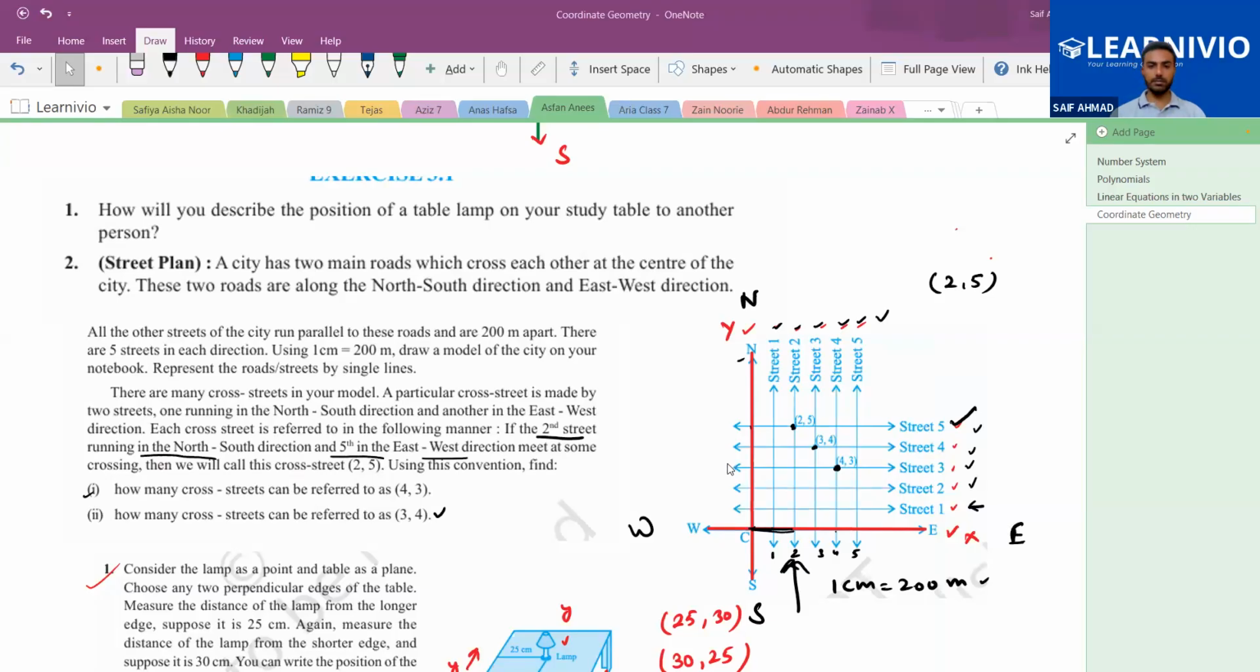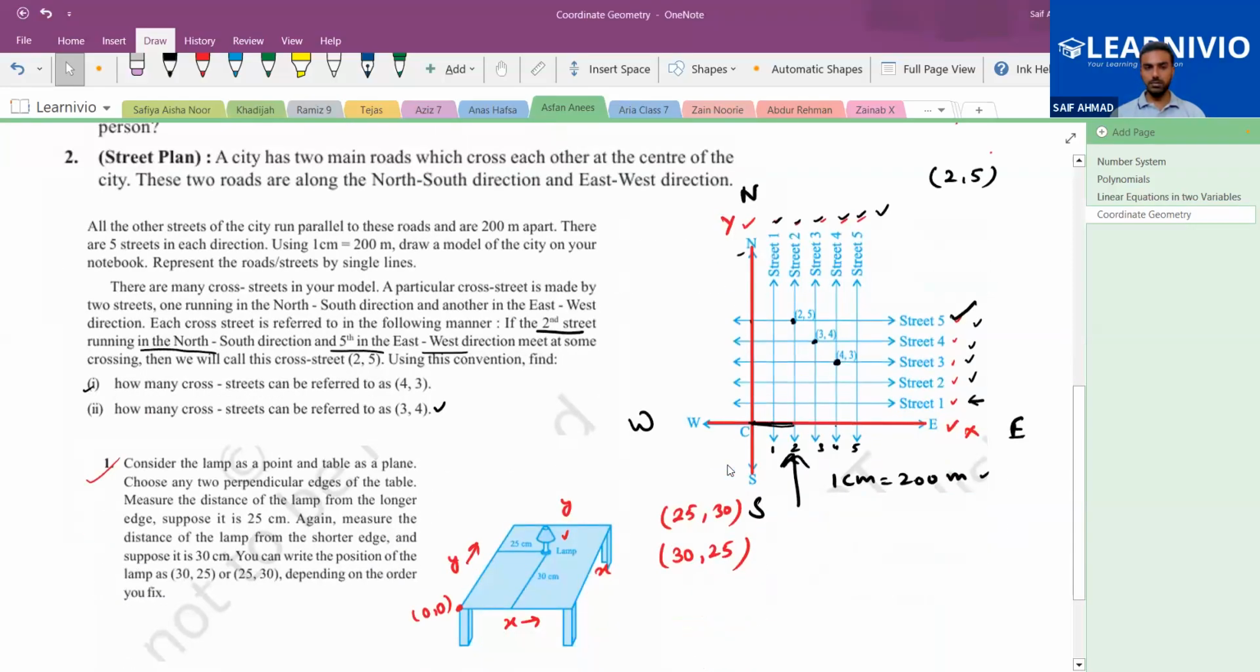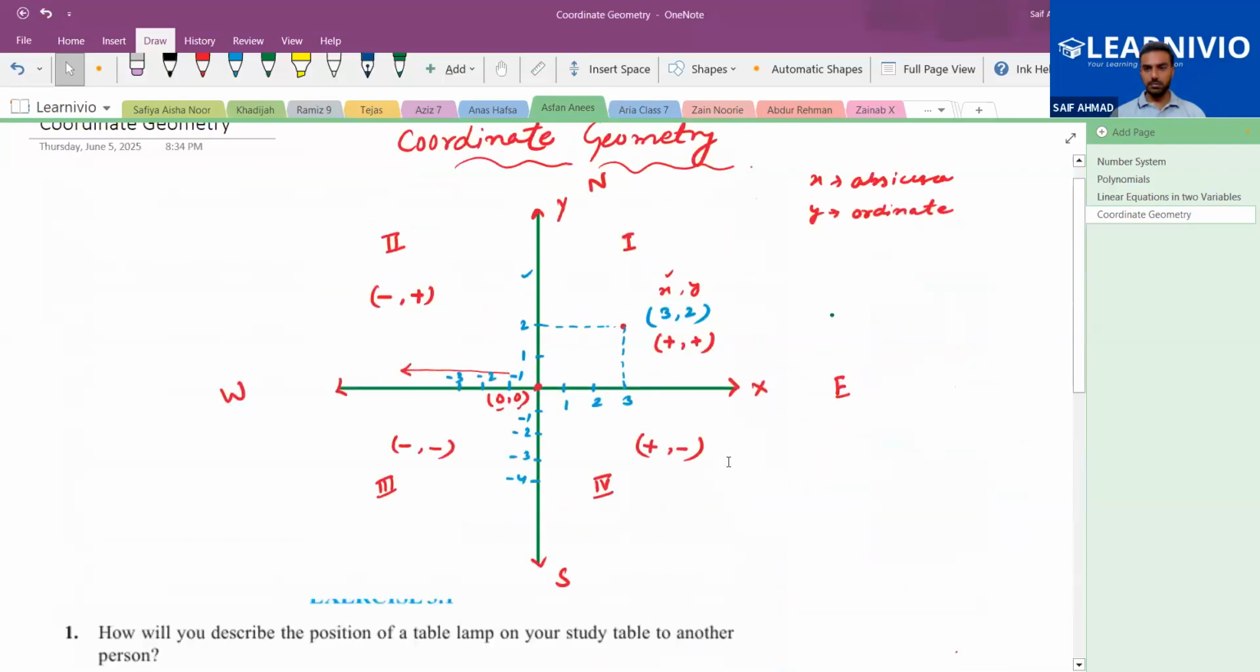You are doing coordinate geometry, okay, Ramesh? You know about the basics of coordinate geometry? This is the Cartesian plane. The horizontal line is called the x-axis and the vertical line is called the y-axis. This is called the first quadrant. This is second, third, and fourth. The coordinates in the first quadrant both are positive.